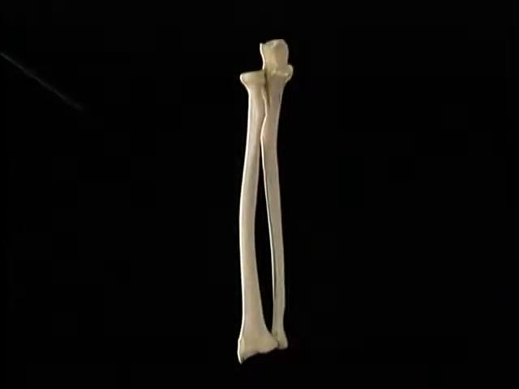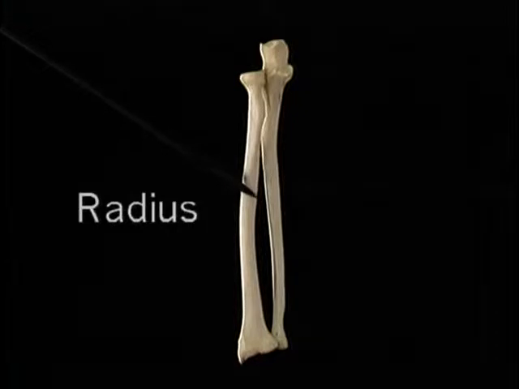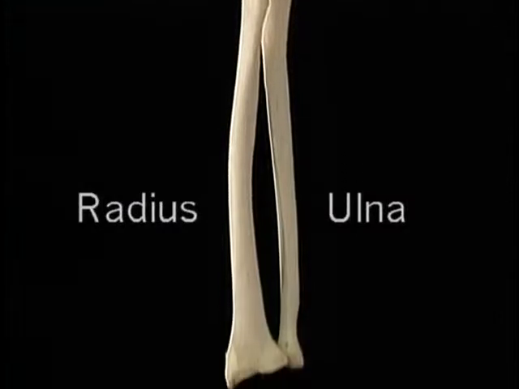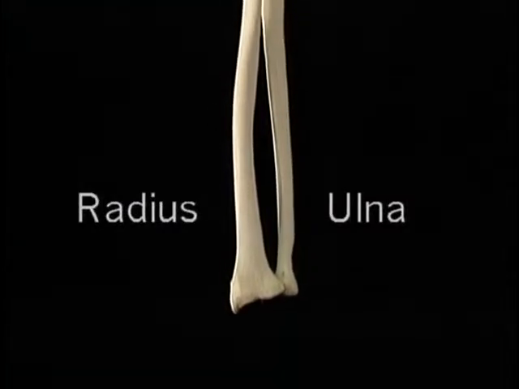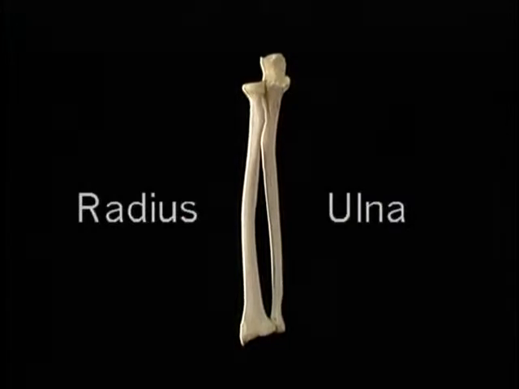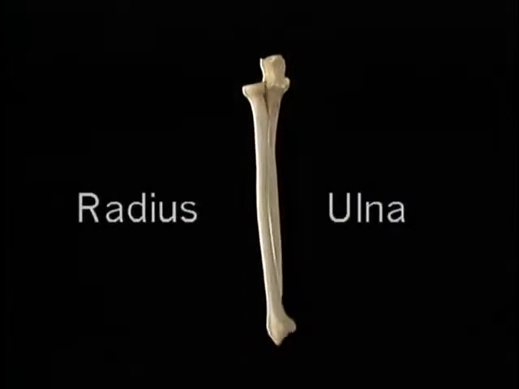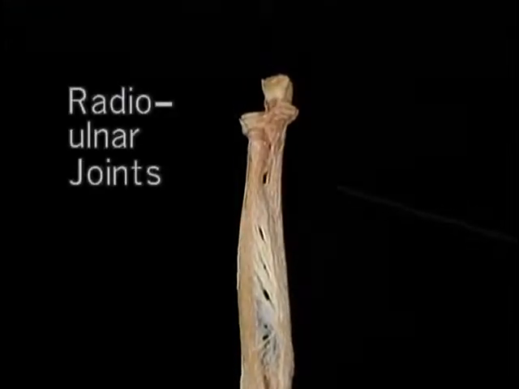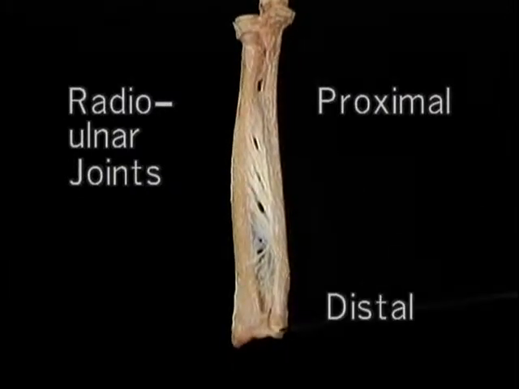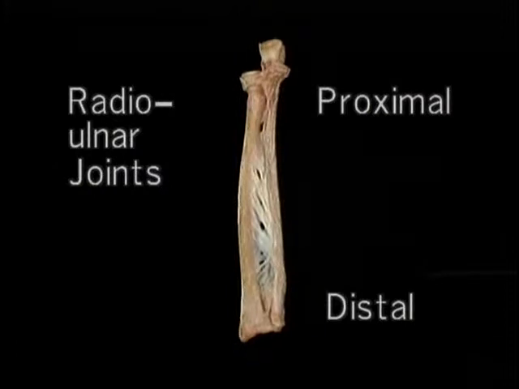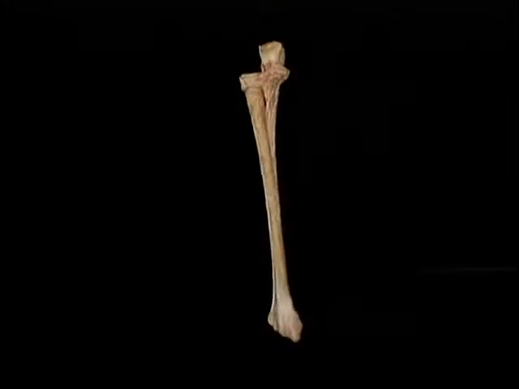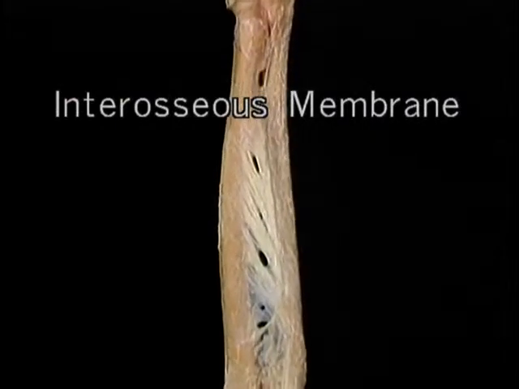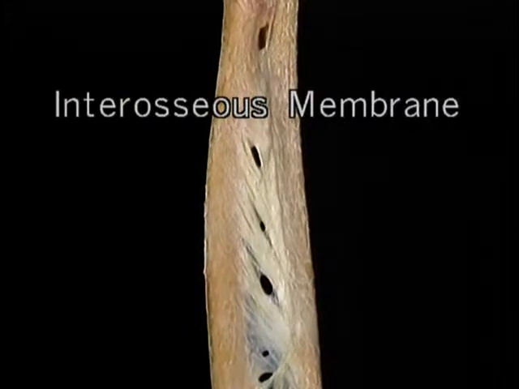Now let's look at the 2 forearm bones, the radius and the ulna. They're different in that the ulna is bigger proximally, the radius is bigger distally. They're also different in that the radius rotates, the ulna doesn't. The 2 bones are held together by 2 radio-ulnar joints, the proximal and the distal. Forearm rotation happens simultaneously at both these joints. The 2 bones are also held together along most of their length by the strong but flexible interosseous membrane, which prevents the 2 bones moving lengthwise relative to each other.